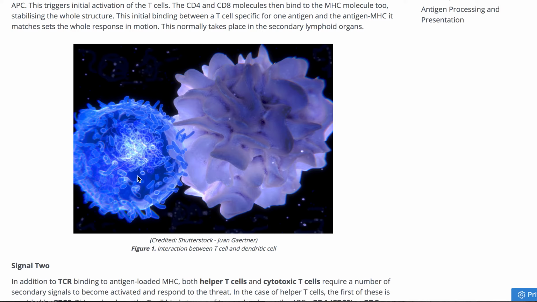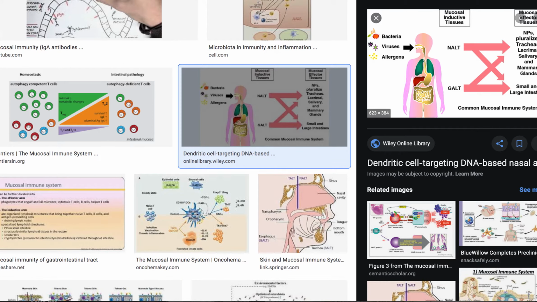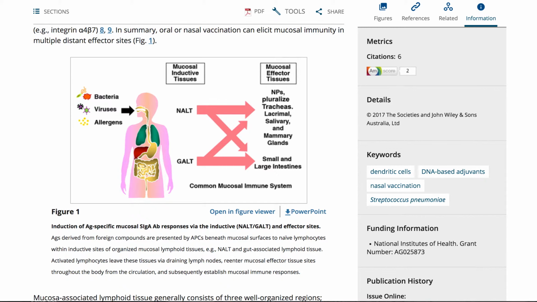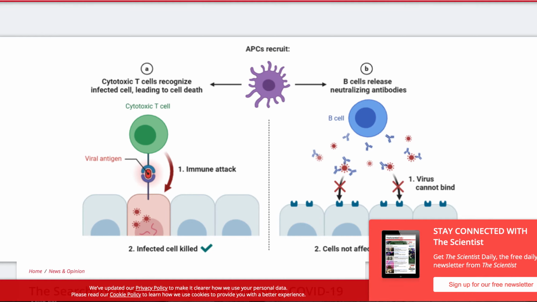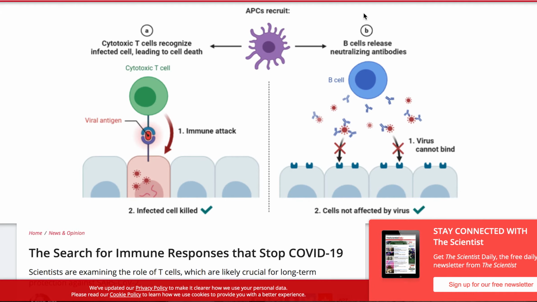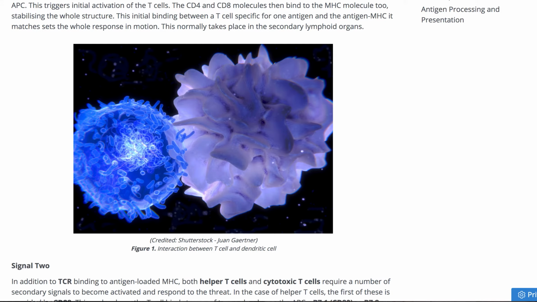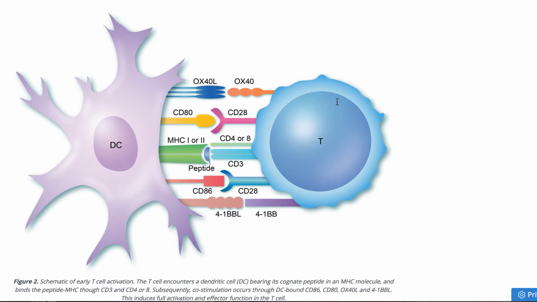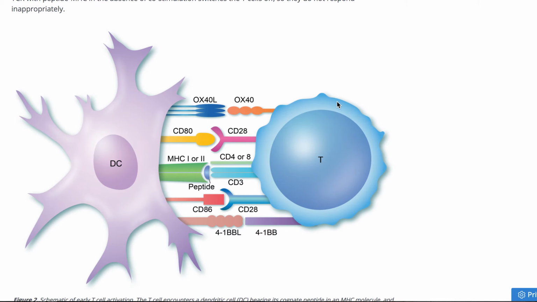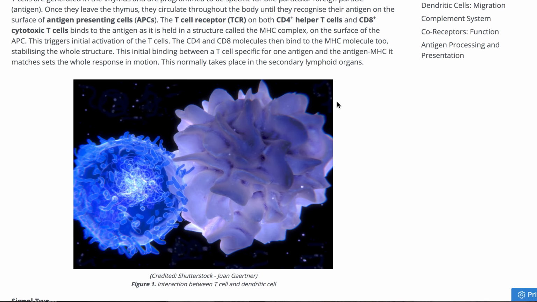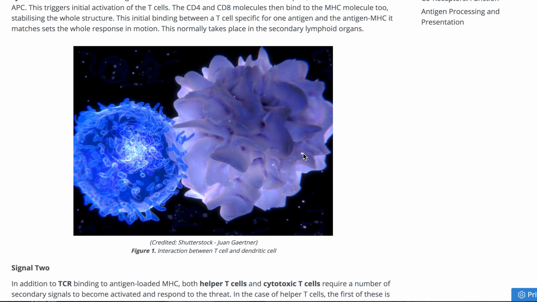So helper T cells, there was a difference between, let me see if I brought up a picture of this, between helper T cells and cytotoxic T cells. And I don't know that I brought up a picture of those. I don't know that I found a good picture of that. So we'll stay here. Maybe it was down here. I don't know. Okay, that's just a dendritic cell and a T cell. Okay, so we'll stay here because this works too.